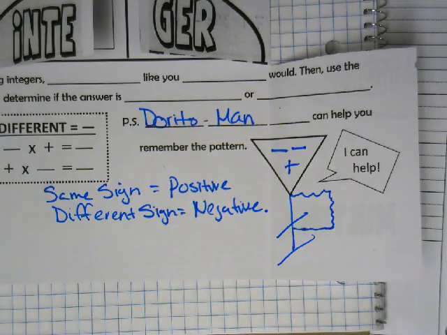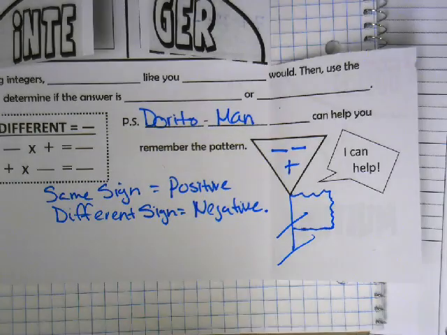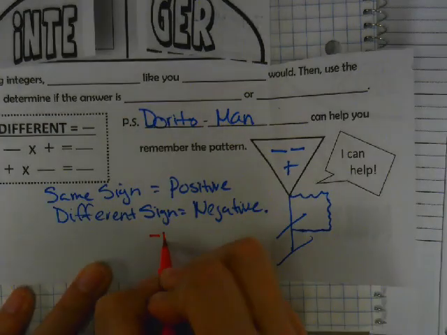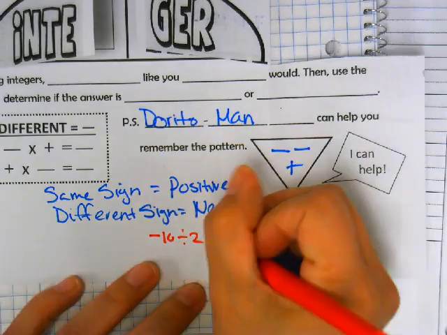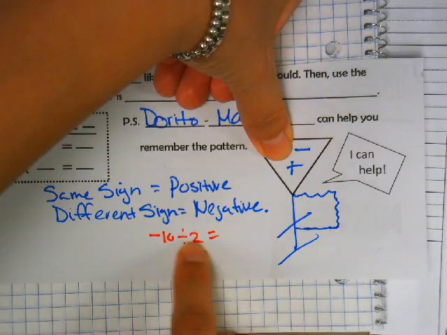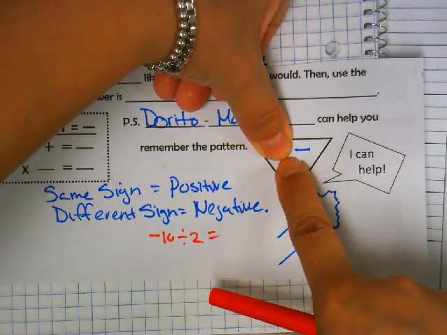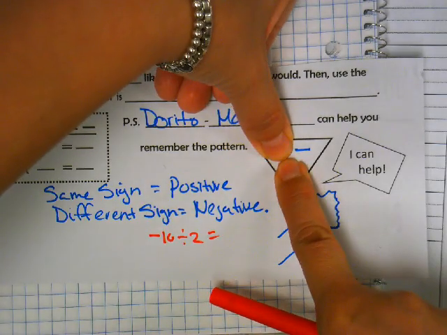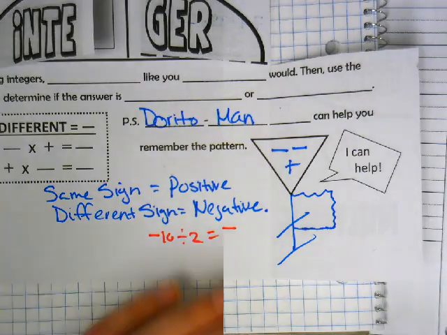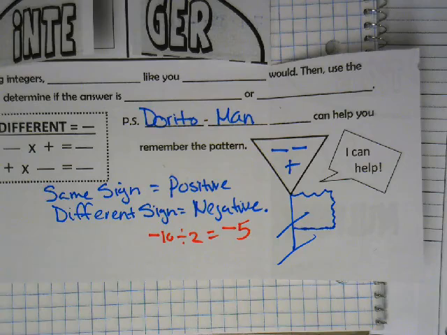So the Dorito Man can help you with that. So for example, if I give you -10 divided by 2, you can cover up the negative with your finger. What kind of number is the 2? A positive or a negative? Positive, so I cover up the positive. What did I not cover up? A negative, so your answer is negative. And then what's 10 divided by 2? 5, so my final answer is -5. That's how you can use the Dorito Man.